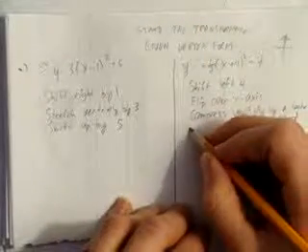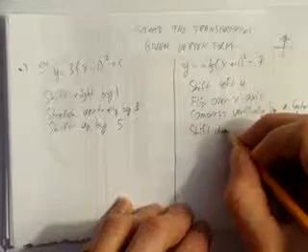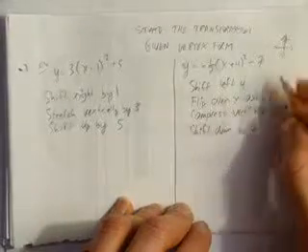Last thing to do is shift down by 7. And I got that from the end of the equation.